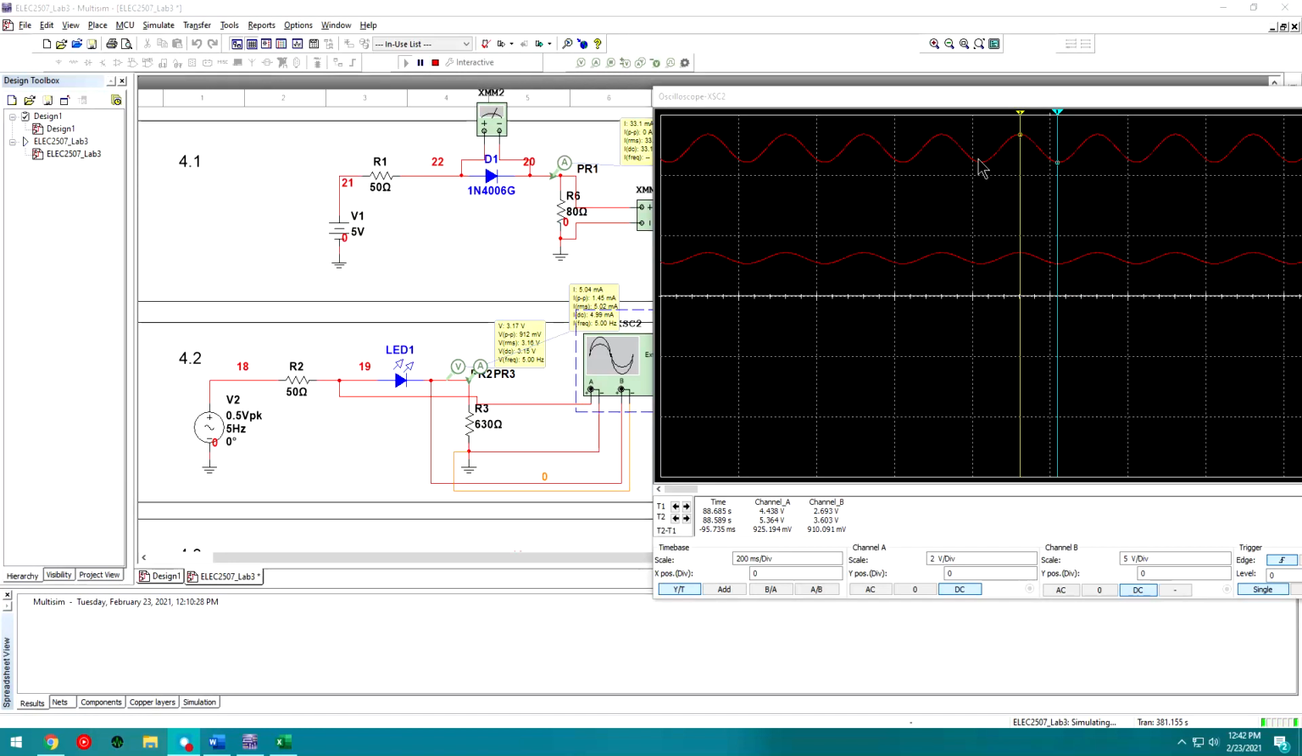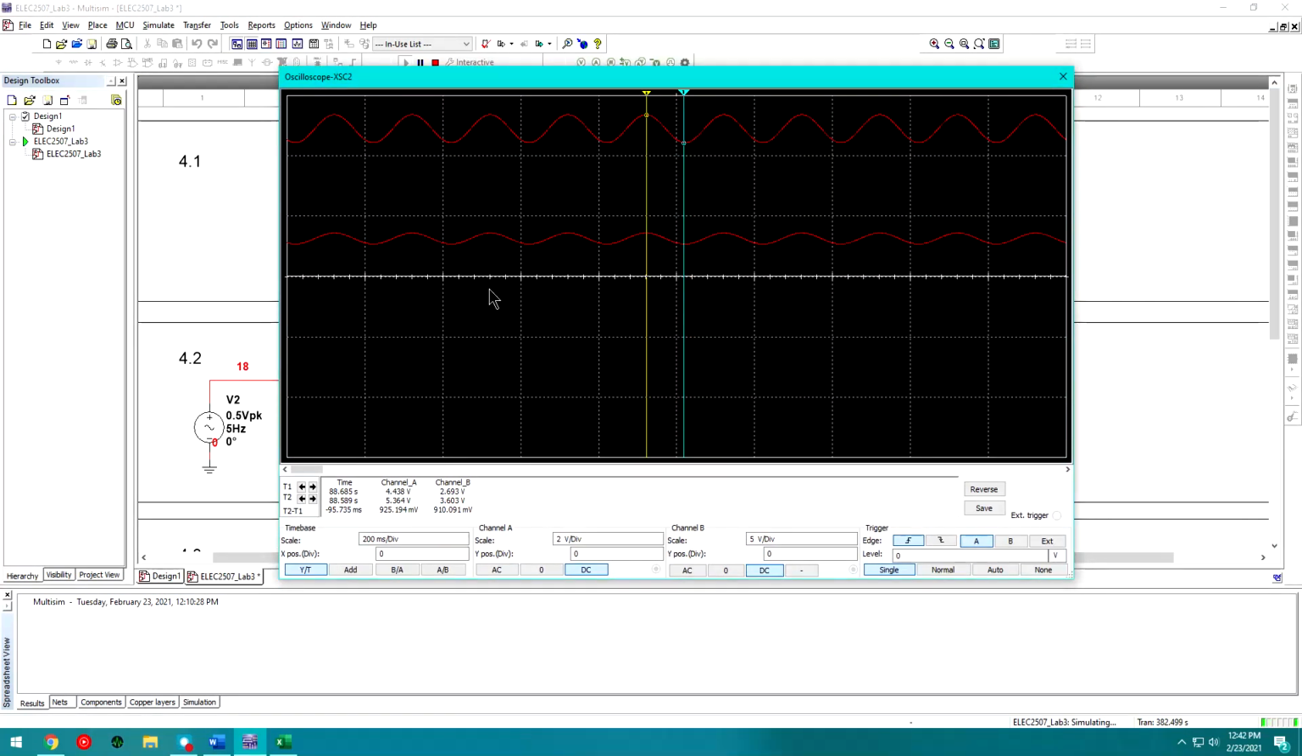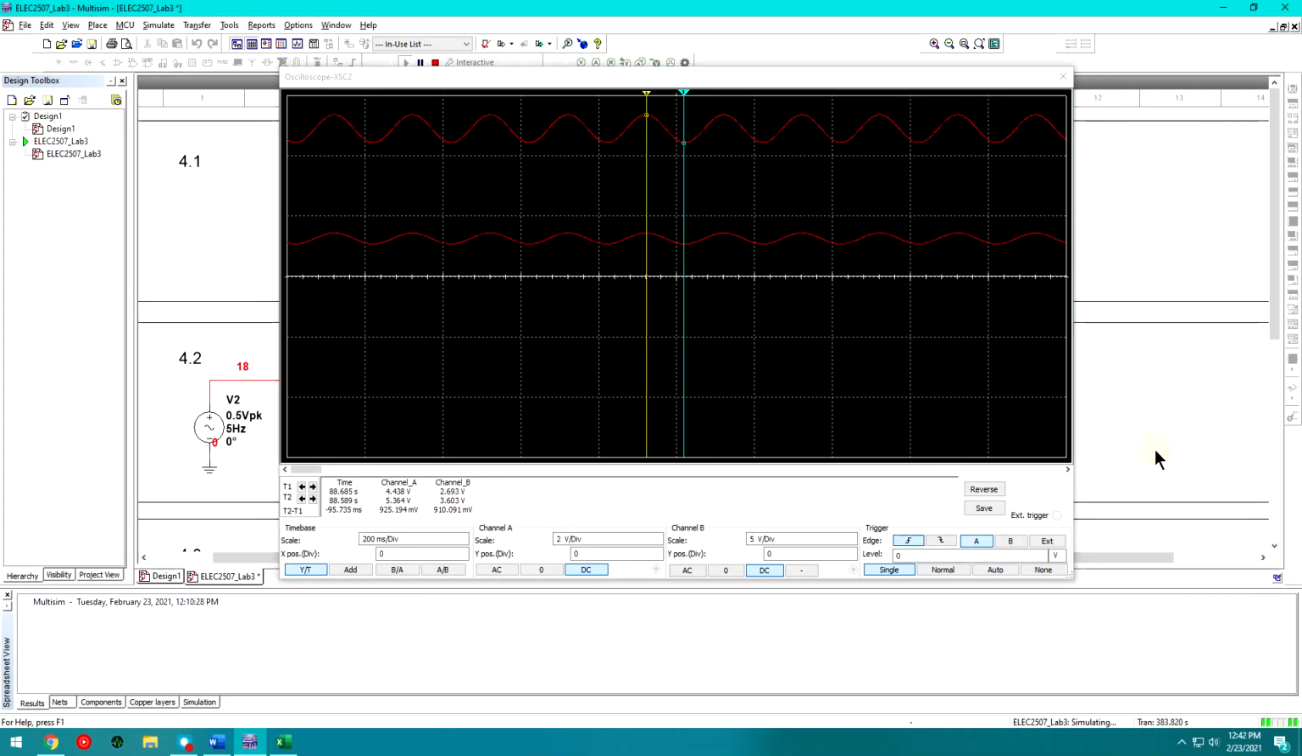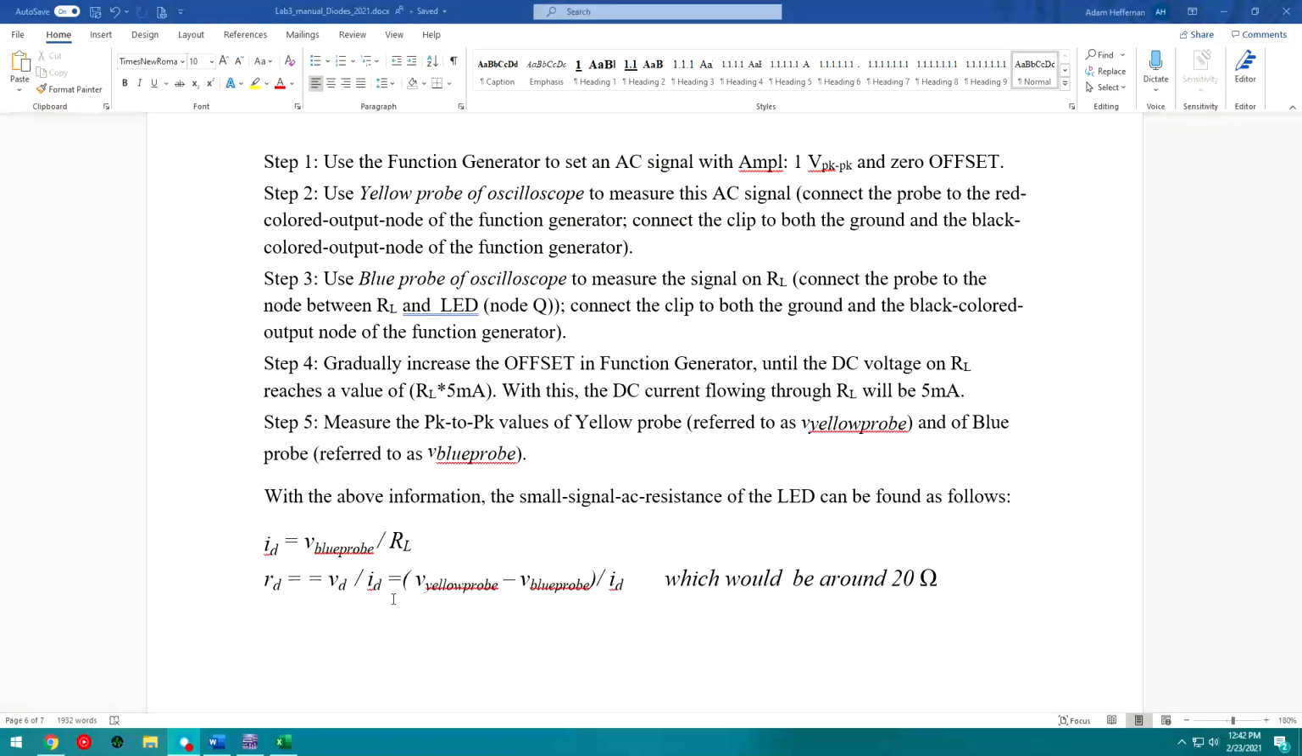So now, if I take a screenshot of that wave and include it in my report, I'm good for this section, and I have the small ID and the small VD that I need to do the final calculations for this step. So go ahead back to the lab manual.